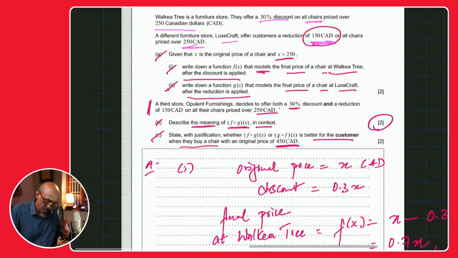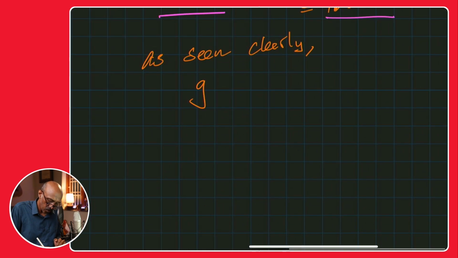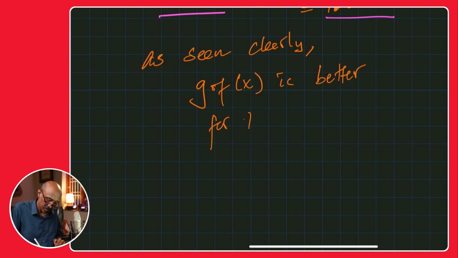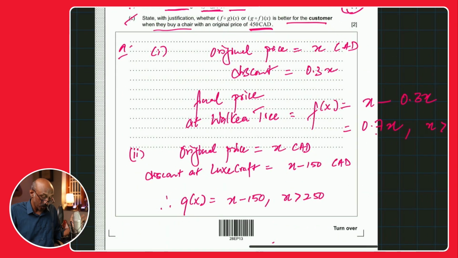What's the language they ask us to justify? They said, state with justification whether f of g of x or g of f of x is better. As seen clearly, g of f of x, because they use that notation, is better for the customer. So if you're able to write all of that clearly with the entire justification, that will be good.